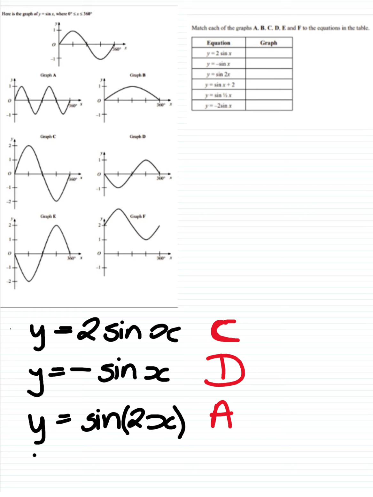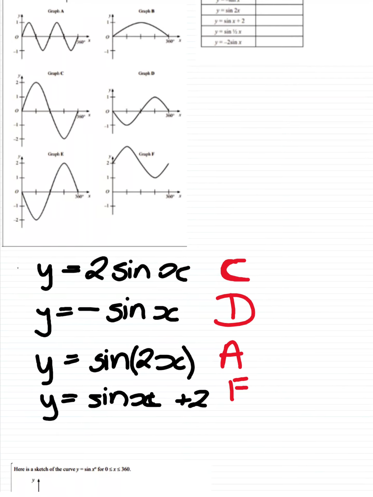Right, the fourth equation is y equals sine x plus 2. Because the 2 is outside, we've shifted the entire graph up by 2 units. Taking a look, the only graph that has been shifted up, so it starts at 2 and its peaks will be at 3 and 1, is graph F. So our fourth equation is F.